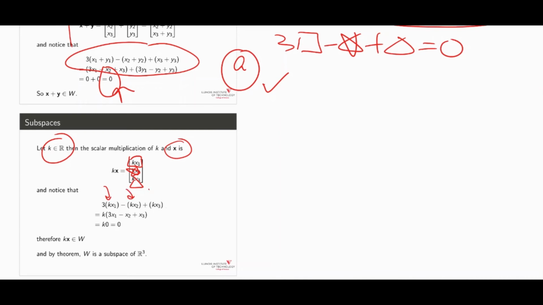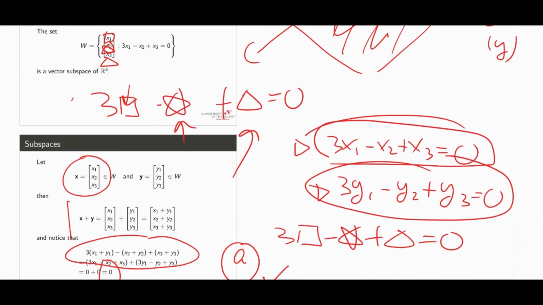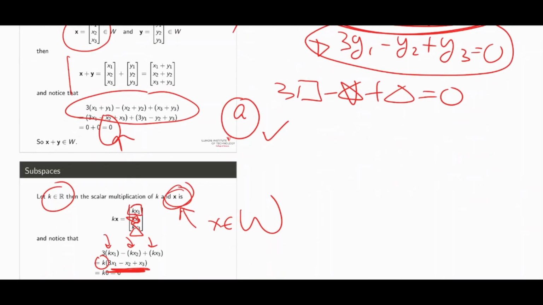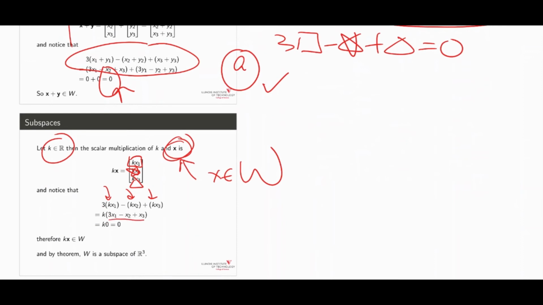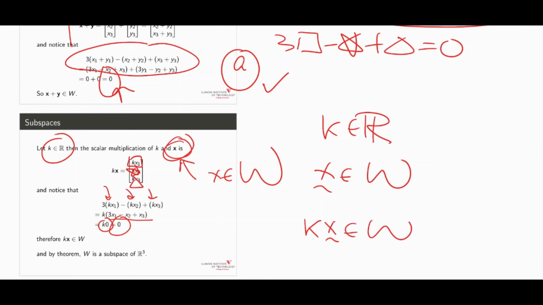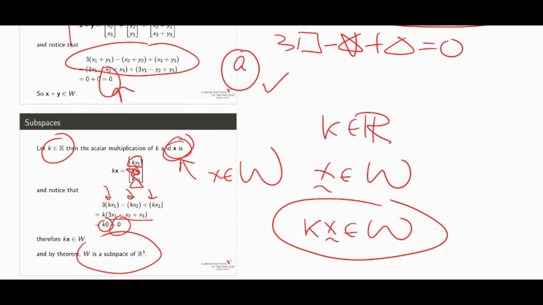Well, you can see we have the k, which is just a number. We can factor it out. And then we again have the 3x1 minus x2 plus x3. But your x right here is an element that is in W, so you must have this relationship, which means this thing right here is 0. So you have k times 0, so it is 0. So having a k that is a real number and an x that is an element in W, you have shown that kx is still in W. So you have now shown that scalar multiplication is closed. By that theorem, W is a subspace of R3.